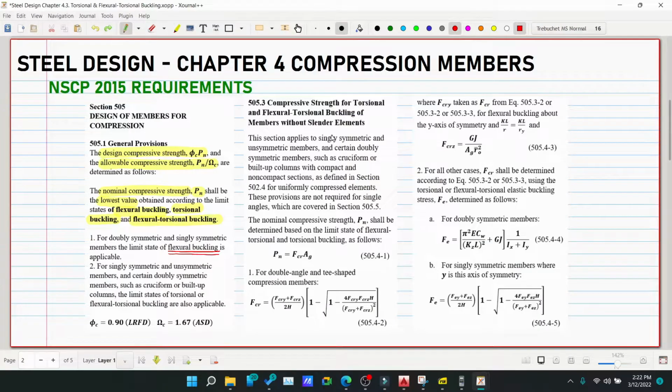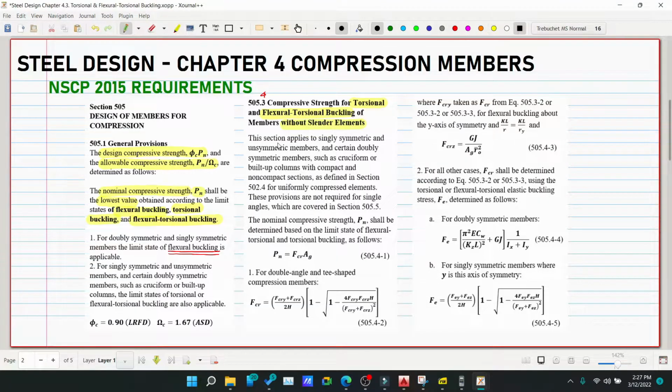So, dito, okay, so, I think this is not 505.3. Sorry, hindi ko lang siguro na-update to. Yan, 505.4 to. Okay? So, under sa 505.4, compressive strength for torsional and flexural-torsional buckling of members without slender elements.